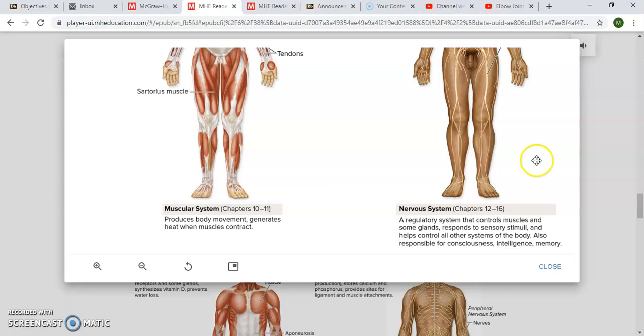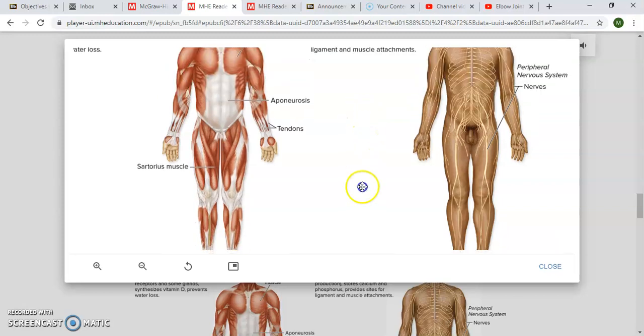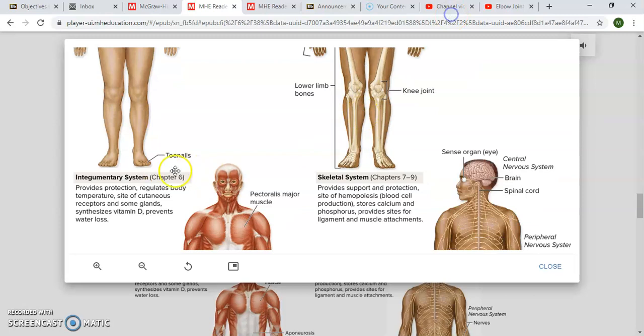All right, so those are the 4 organ systems that we'll cover in A&P 1 in a lot more detail. So this, again, is just an overview.